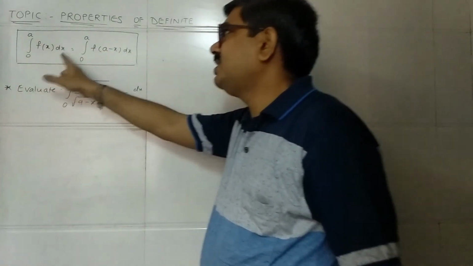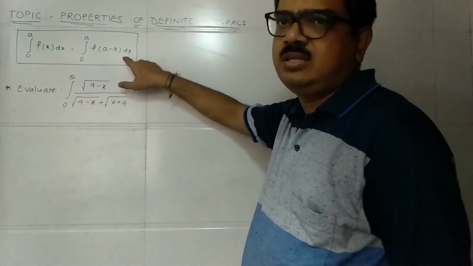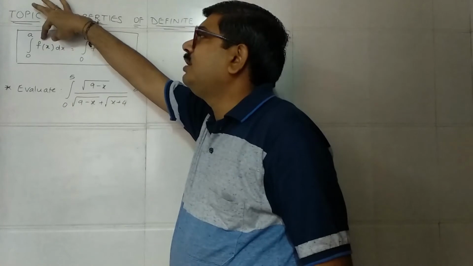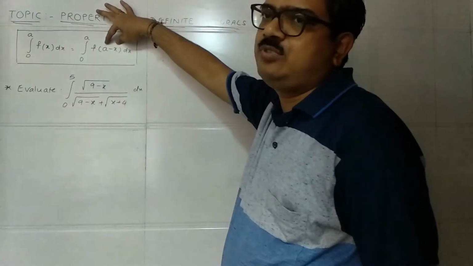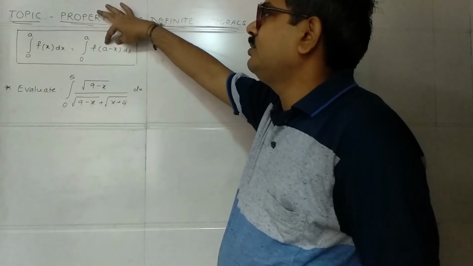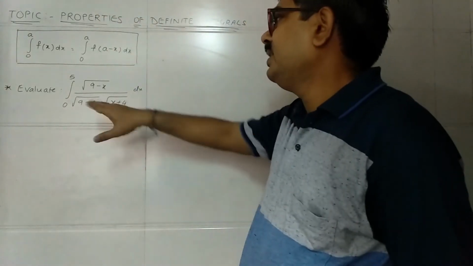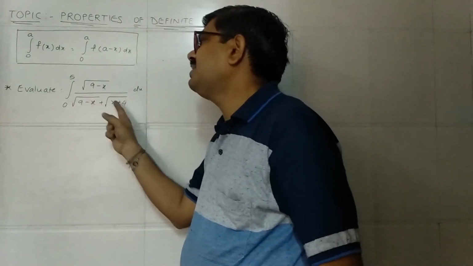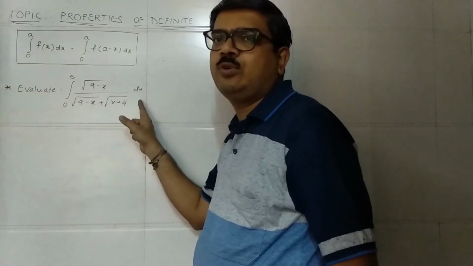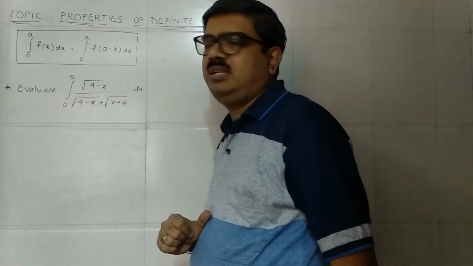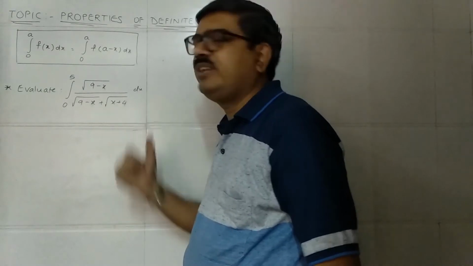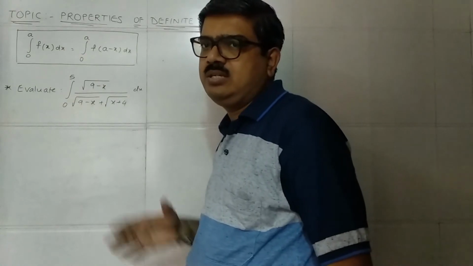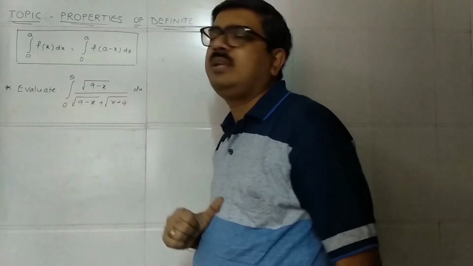Integral 0 to a f of x dx is equal to integral 0 to a f of a minus x dx. So in the function given in the integral, wherever you find the term x, in the place of x you have to substitute a minus x within brackets. In this way you have to apply this property. Here the example is: evaluate integral 0 to 5 of square root of 9 minus x upon square root of 9 minus x plus square root of x plus 4 dx. How do you identify that in this integral you have to apply this property?